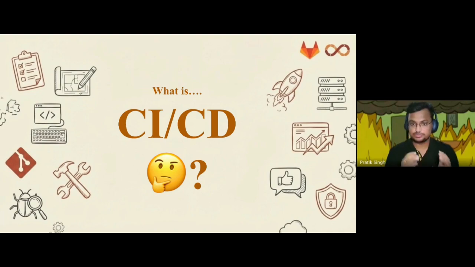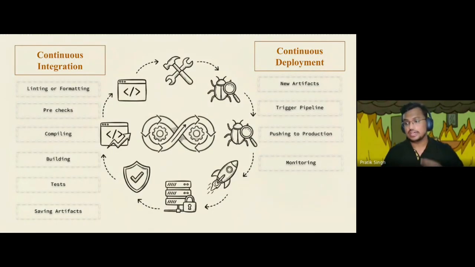Coming to the specifics of CI/CD. As you can understand, CI/CD has two parts. First is called continuous integration and the second is continuous deployment. Let me take you through a little story, and then it would be much better for you to understand.